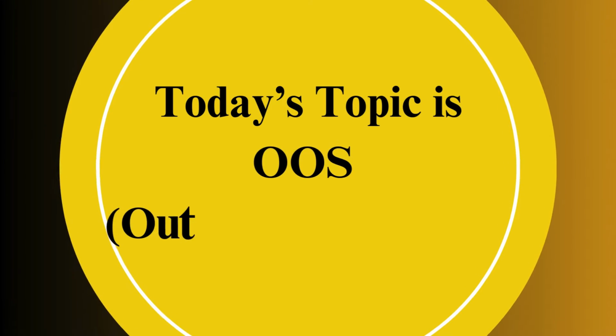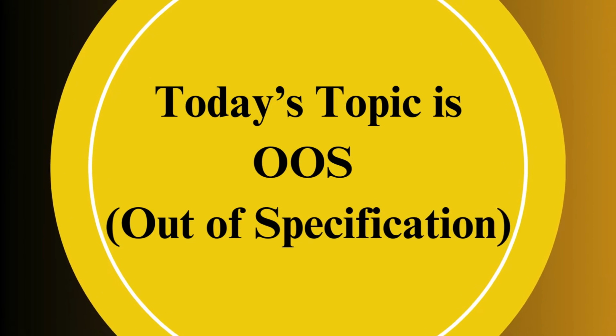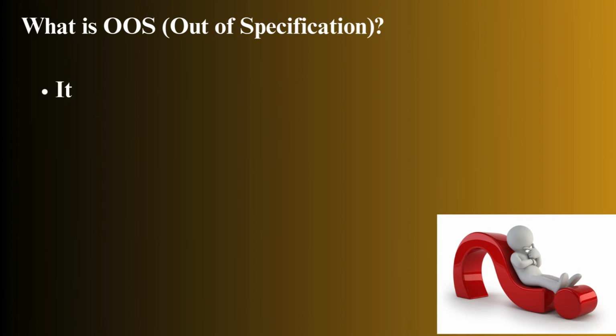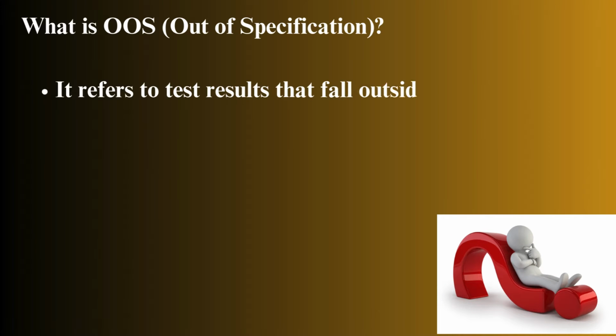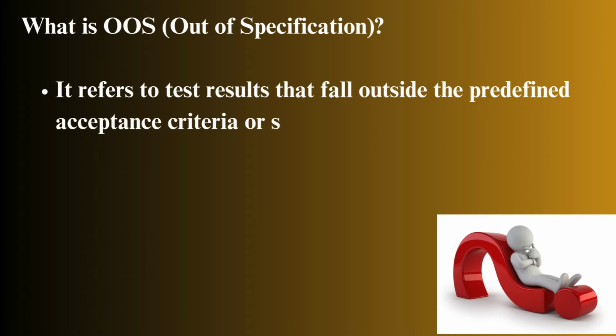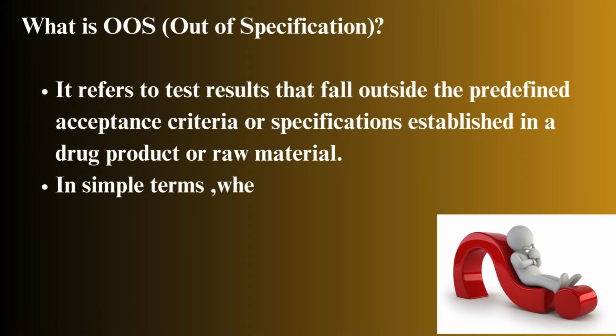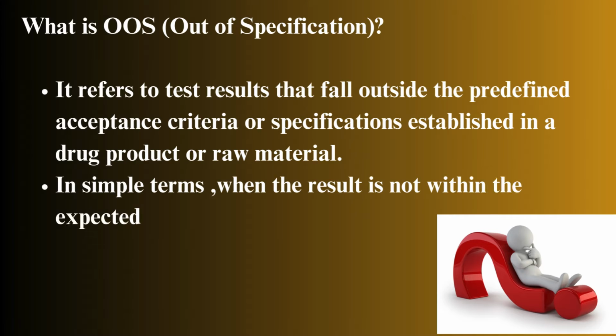In today's video, we're diving into a super important topic in the pharmaceutical world, OOS, which stands for out of specification. What is OOS, out of specification? It refers to test results that fall outside the predefined acceptance criteria or specifications established in a drug product or raw material. In simple terms, when the result is not within the expected limits, it's called OOS.